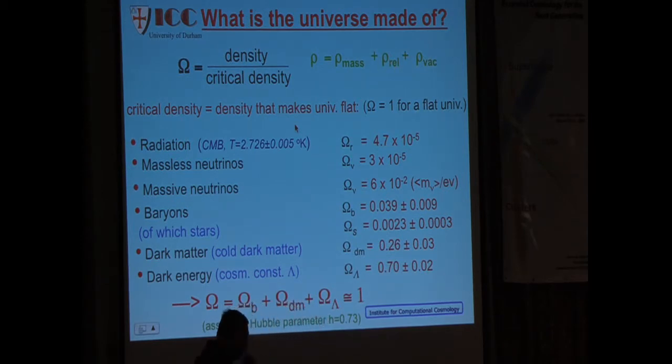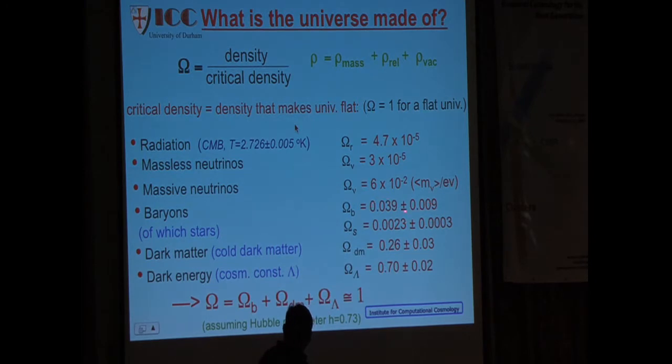So radiation contributes a very small amount to omega, but neutrinos can actually contribute more than radiation depending on what the mass of the neutrino is. Here, for example, if the neutrino has a mass of a few tenths of an electron volt, then they would contribute more today to the energy density than the radiation itself.